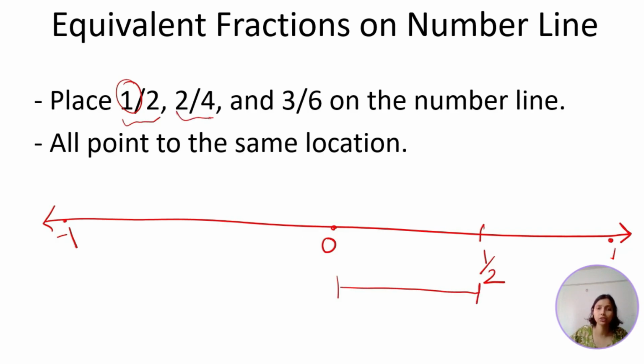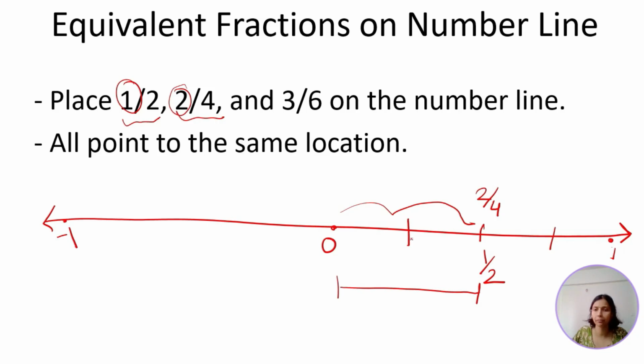Now I have to represent 2 by 4. I will divide 0 to 1 in 4 equal parts, and I have to take the 2 parts. So 1 part, 2 part. So this is 2 by 4.